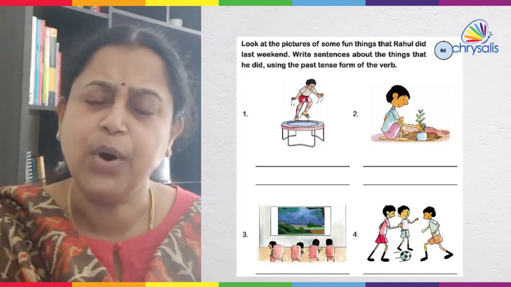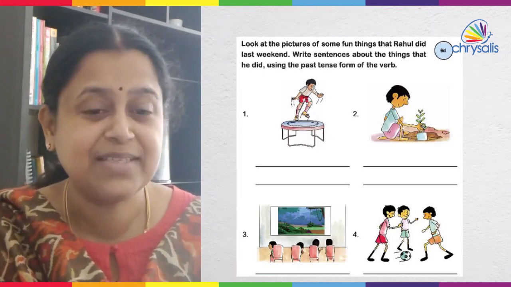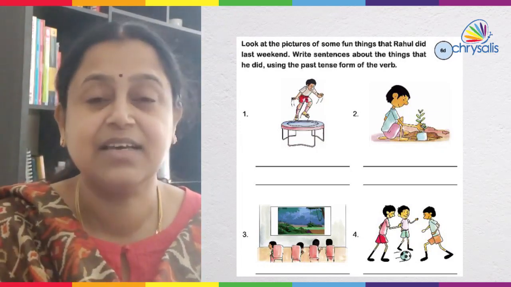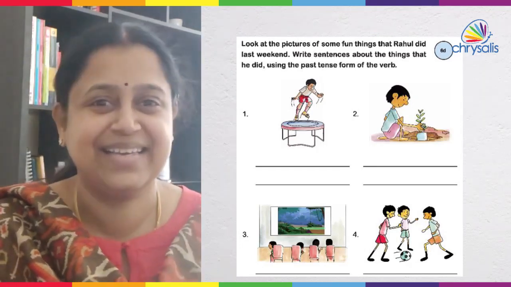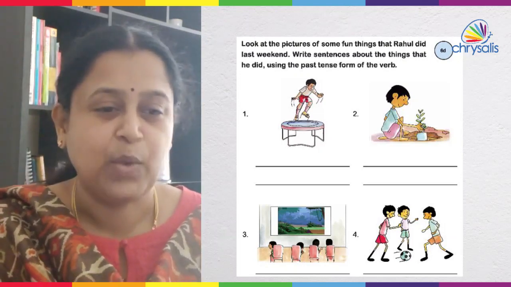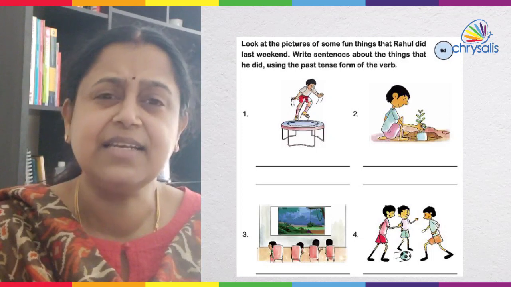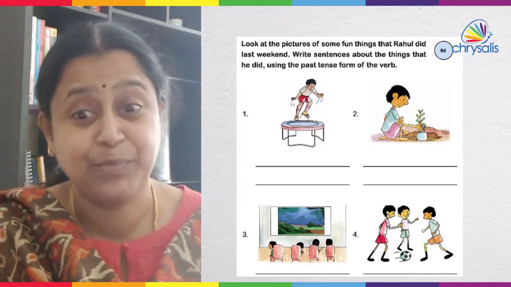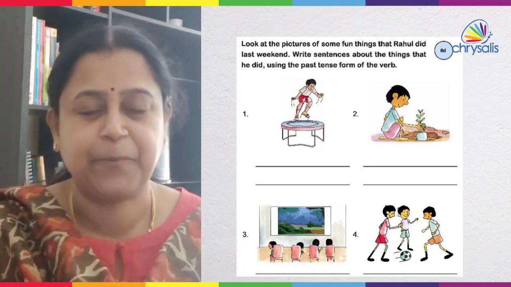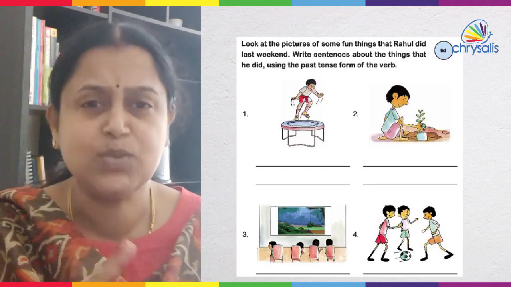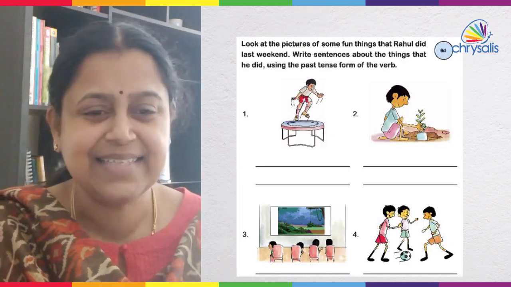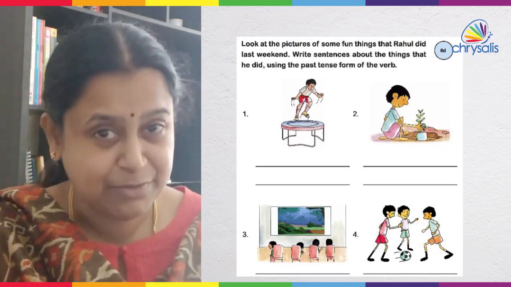Now you all know why we need to use the past tense form, right? Because these actions all happened sometime back, not at present. So you need to use the past tense form. Well, in the first picture, I can see Rahul is jumping from a trampoline. And in the second picture, he is planting a small sapling. In the third one, he is watching something with his friends. And in the last one, I can see him playing football with his friends.